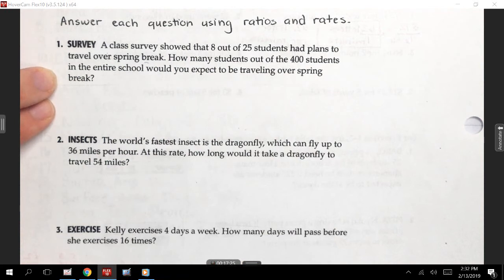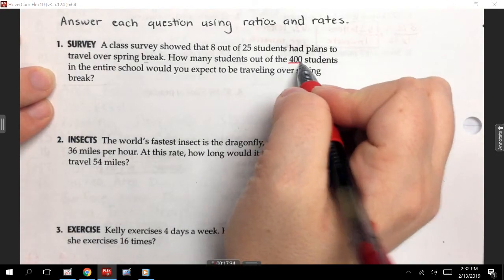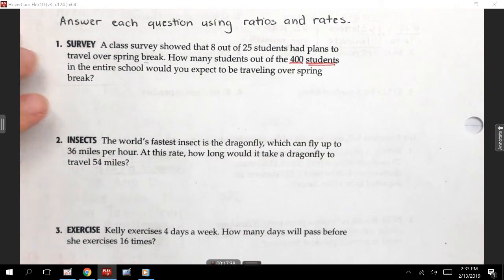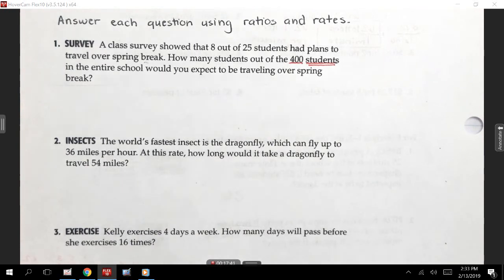How do I know what to put at the bottom, Jonah? The thing that's in the question. It says 400 in the question, and that's talking about students. So that's what I put at the bottom. Remember, we don't have to keep the order here. We look at the question. Make sure you look at the question.